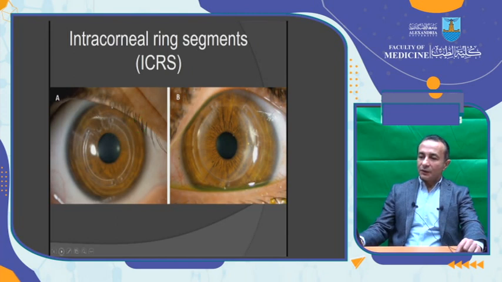So this is a picture of the intracorneal ring segment. As I told you, it is a plastic segment placed in the paracentral area, leaving the pupillary area clear. Putting this segment will cause flattening of the central area and decrease the amount of irregularity in the central area.